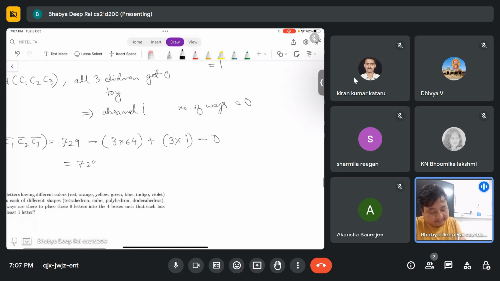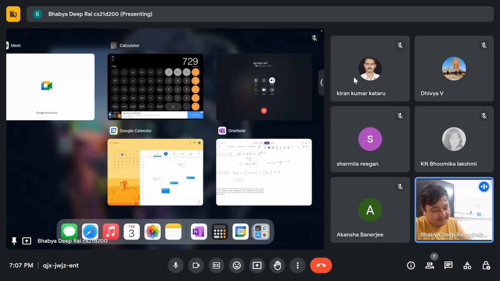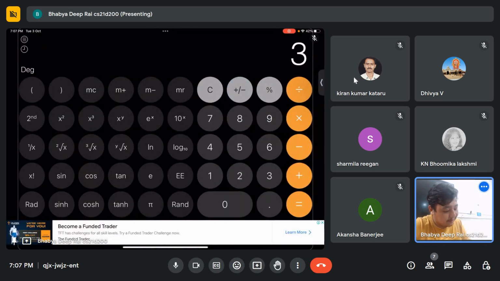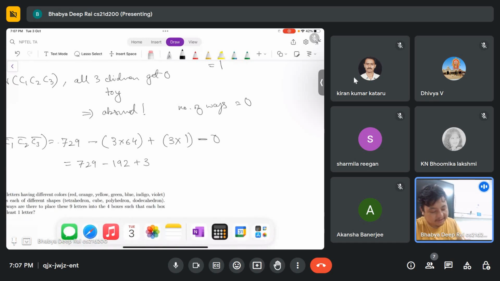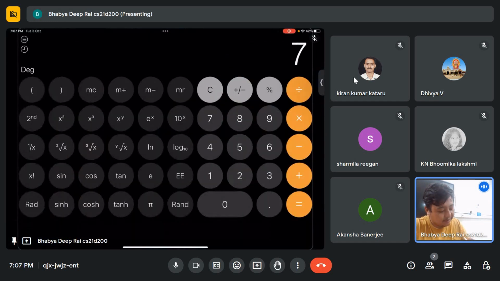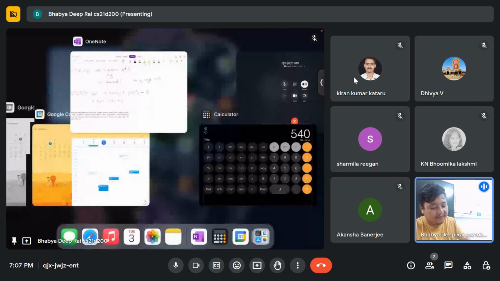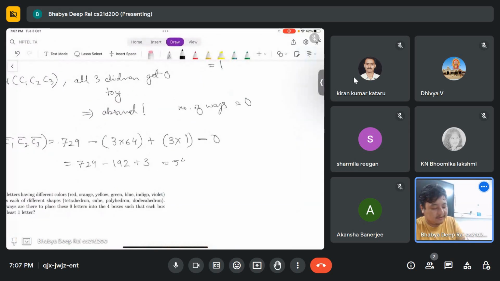So 729 minus 3 times 64, which is 3 times 64, 192, plus 3. 729 minus 192 plus 3 is equal to 540. And this is your answer.